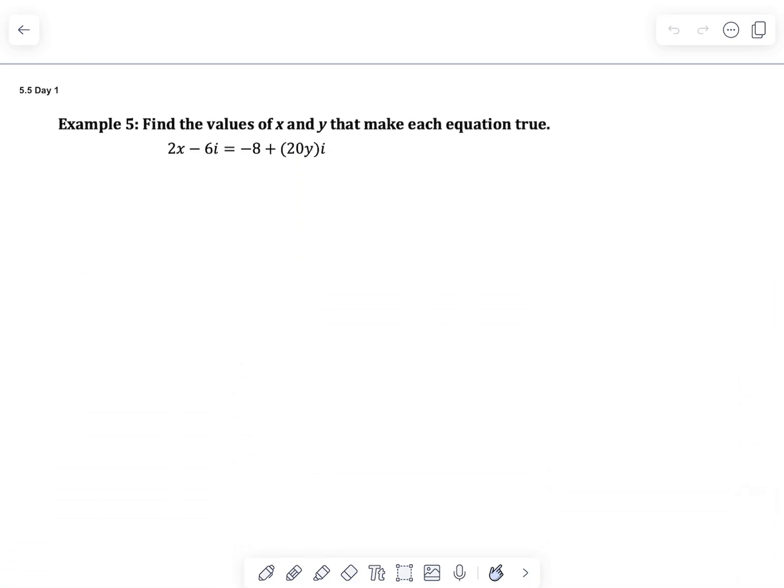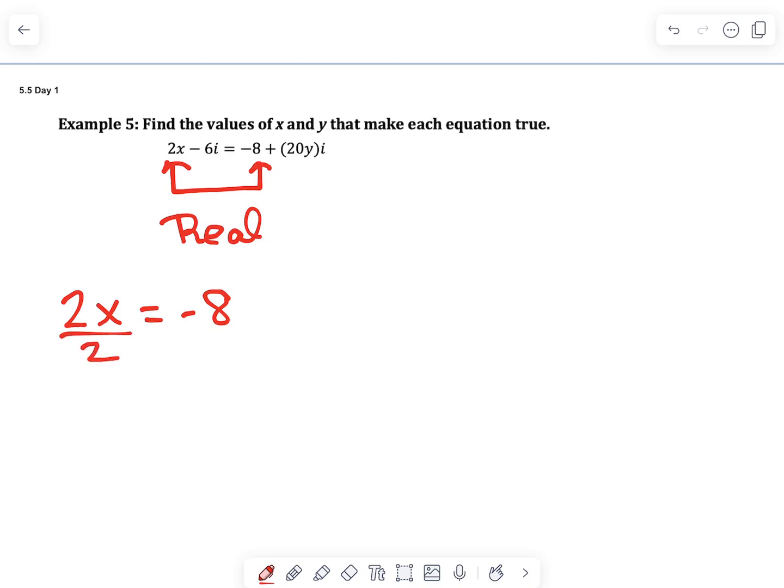Example 5. Find the values of x and y in this equation that make it true. So 2x and -8 are considered the real part, and then we're going to set that equation up where we have 2x equals -8. Then we solve it like we do a linear equation. We divide both sides by 2, and then we simplify. -8 divided by 2 is -4. So in that equation, x equals -4.